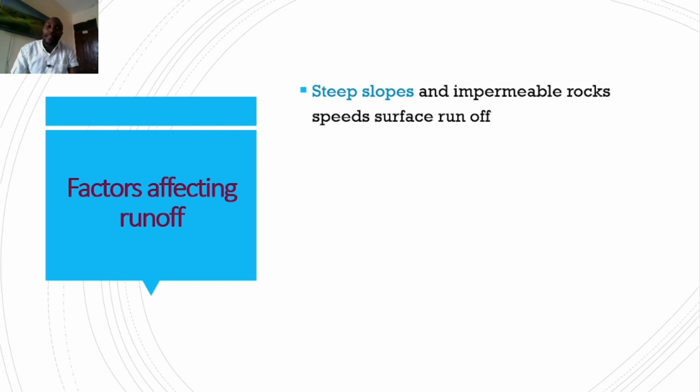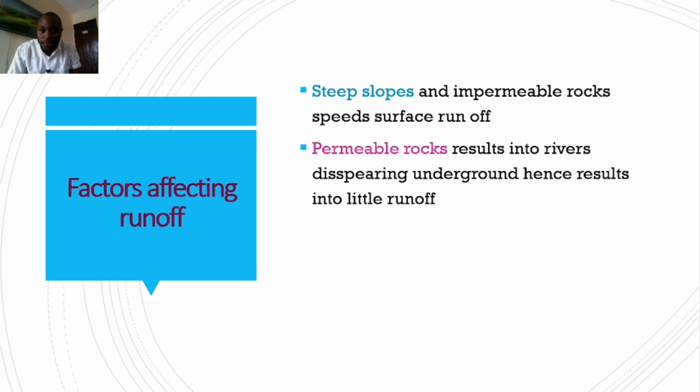How? When the slopes are steep, you saw the gravity is high, right? So it will speed up the runoff of that water. Then we have another one, permeable rocks. It results in rivers disappearing underground. Hence, it will slow down the surface runoff, because the water that will be flowing will be percolating into the soil. So you find that one will reduce the runoff.